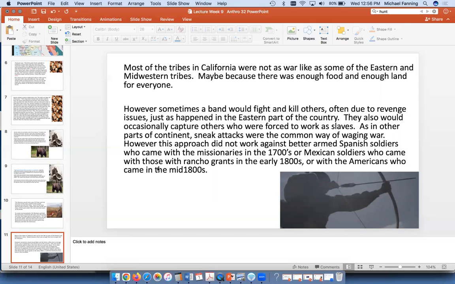So people would have this feud with each other, and then they might have a sneak attack and they would kill someone. And then down the road, those people would come back and kill one of your people. So that did happen in California. The other thing that happened is that someone they might capture would become a slave and would have to do work for the tribe that captured the person. They might eventually be adopted, especially if it was a child, by the tribe.